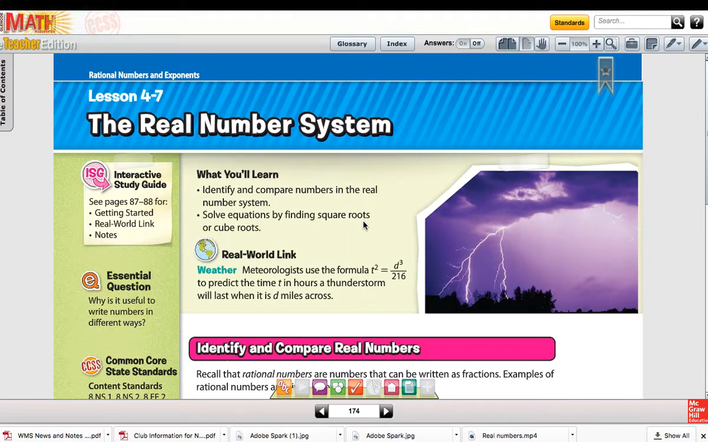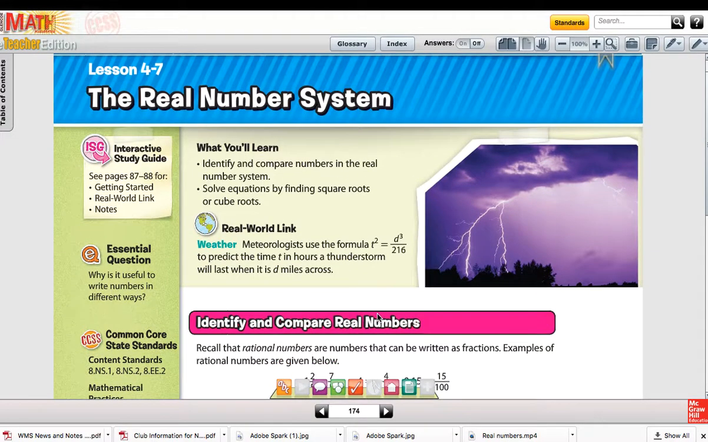Lesson 4.7 is on the real number system. And again, because of the Explain Everything you created for Chapter 2, hopefully some of this will be a review and it will go pretty quick for you. Remember, our essential question for Chapter 4 is, why is it useful to write numbers in different ways? And when we understand the real number system, we can see that there are several different ways to classify numbers and write numbers as fractions, decimals, and percents.